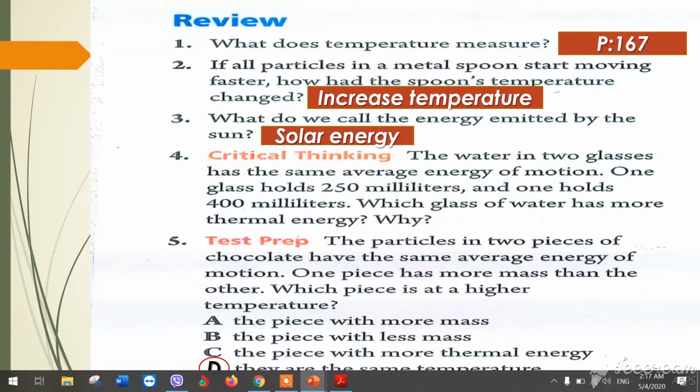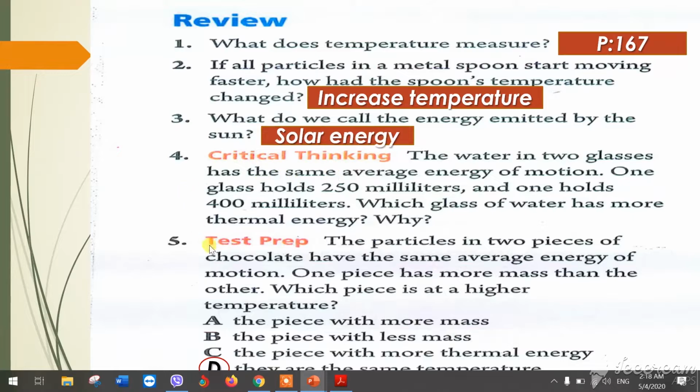Number 2. If all particles in a metal spoon start moving faster, how has the spoon's temperature changed? The correct answer to this question: increased temperature. Number 3. What do we call the energy emitted by the sun? The answer to this question: solar energy.